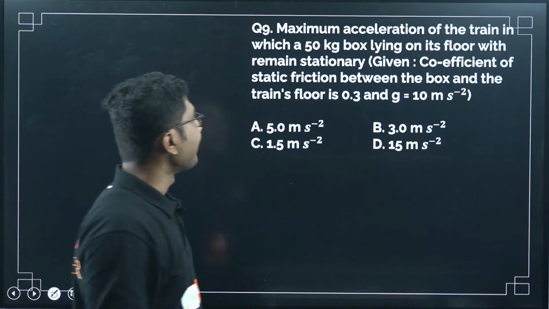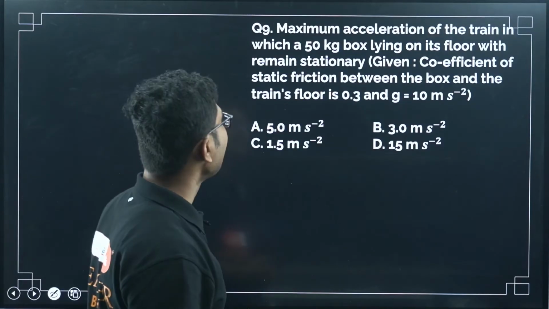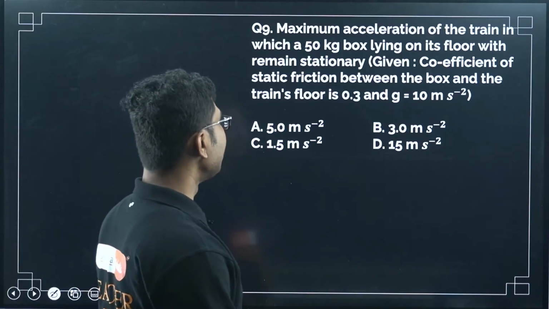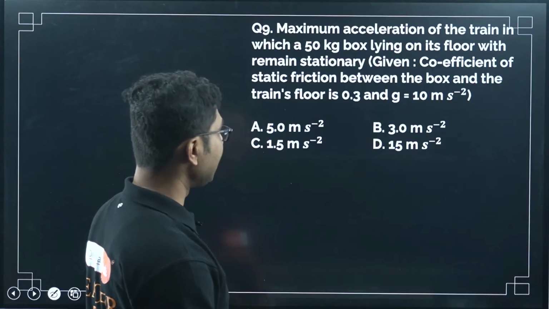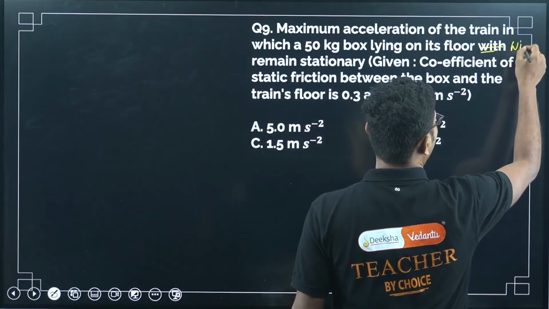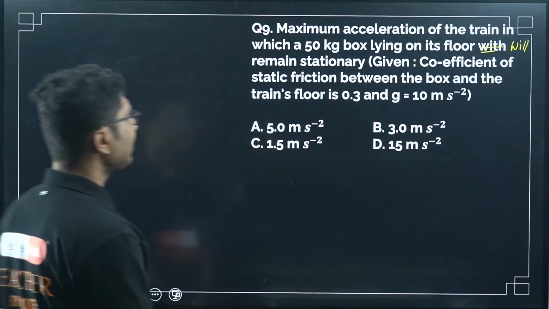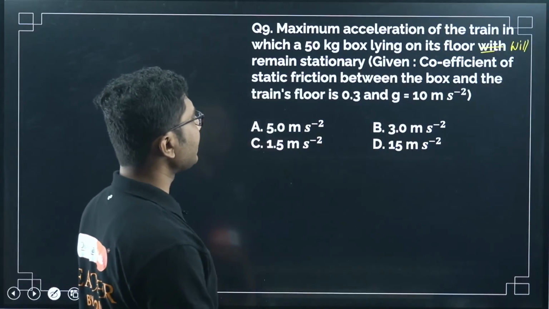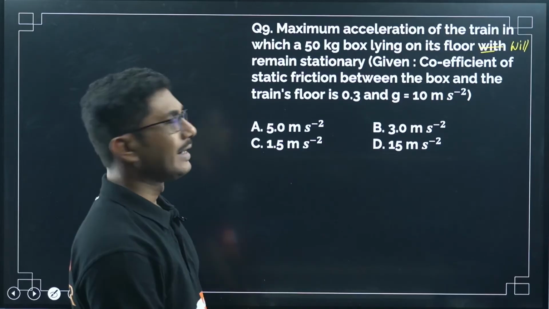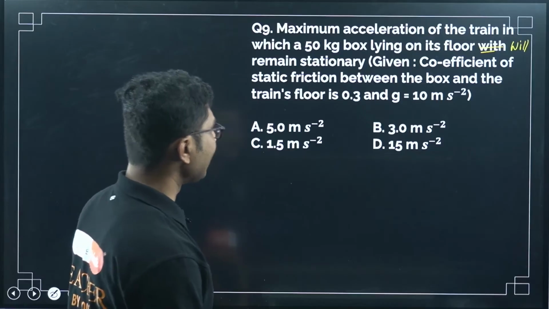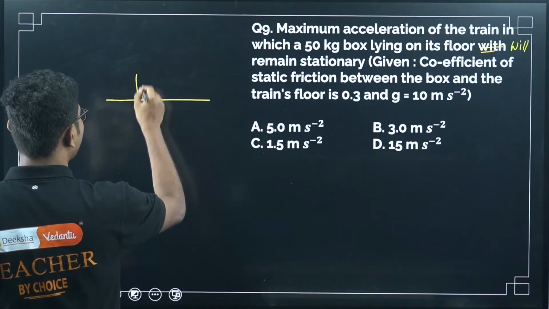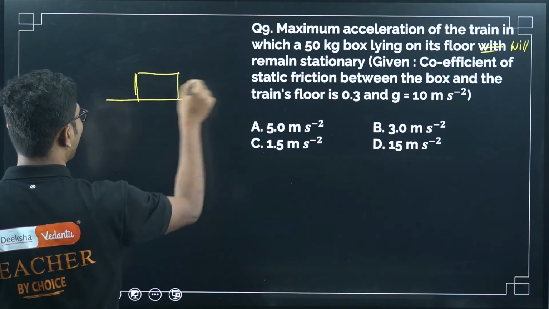Now, the maximum acceleration of the train in which a 50 kg box lying on its floor will remain stationary, given the coefficient of static friction between the box and the train's floor is 0.3. Take g equals 10 meter per second square. So there is a train. Suppose there is a train where an open bogie is there.